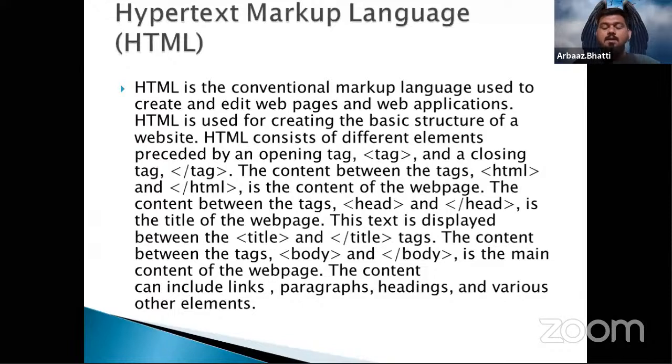So moving forward, the main content of the web pages. What should be included in the web pages is written in the body tag. It's the main content of the web pages. It includes links, paragraphs, headings, images, hyperlinks, all of the things, the main content of the web pages is written in the body tag. So did you get all of this? A basic idea regarding what HTML is?